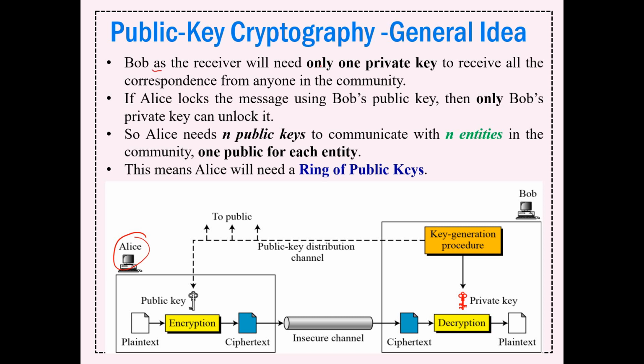You can see over here, Bob as the receiver will need only one private key to receive all the correspondence from anyone in the community. Why? Suppose Bob is the receiver, and Jack wants to communicate with Bob. In that case also, Jack is going to encrypt the message using the public key generated by Bob. Right? So the same thing happens here as well. That is why a single public key is shared with everyone, but a single private key is unique to the end user who will use it for deciphering. So that's how it works, and the explanation is given.